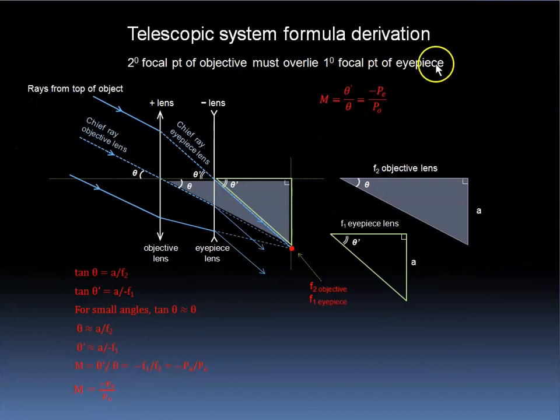In a telescopic system, the magnification is equal to theta prime over theta, which is equal to minus the power of the eyepiece divided by the power of the objective. We can derive this formula using the gray triangle here, shown here, and the green margined triangle here, shown over here. We can use trigonometry to develop the formula as shown.